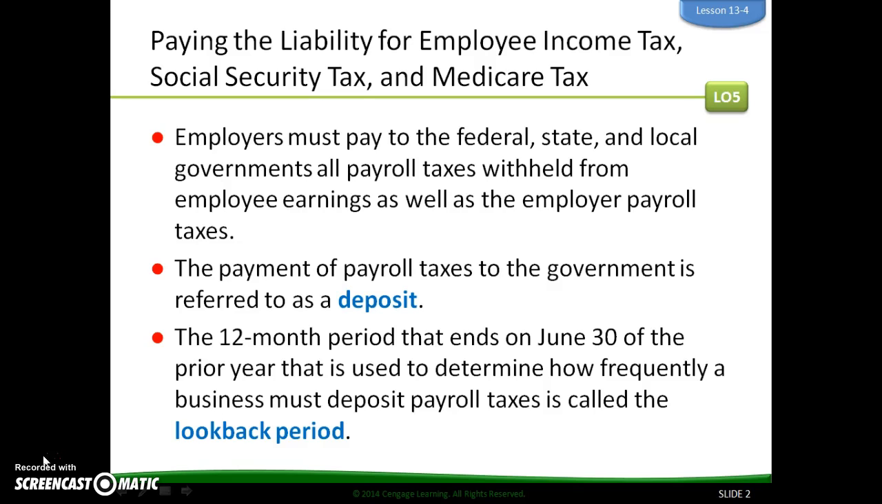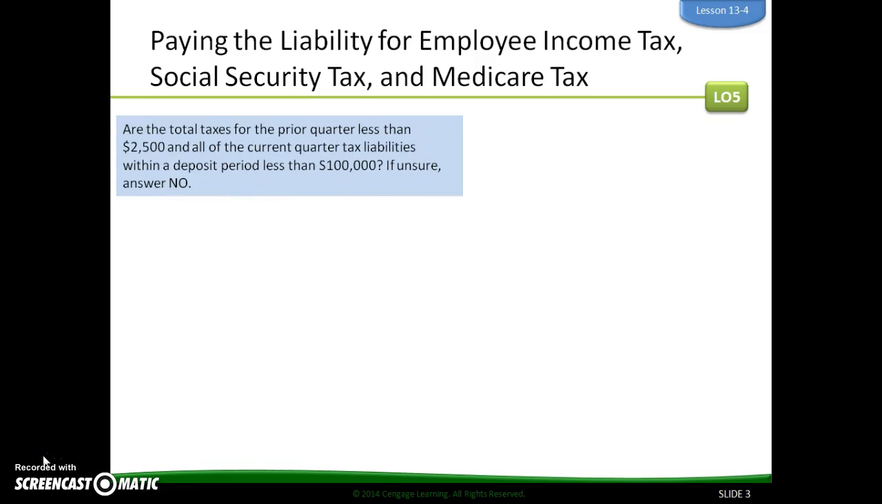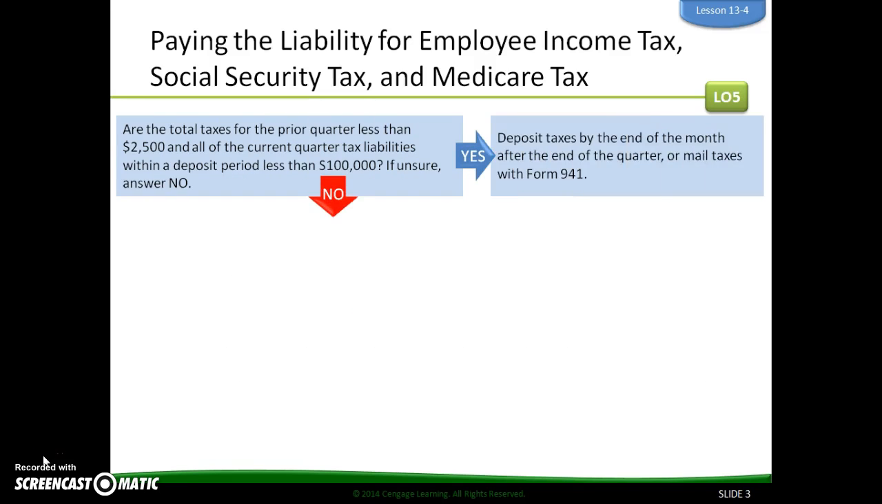Now, all new businesses or new employers are established as monthly scheduled depositors, so they have to pay every month. But after a look-back period is established, and again, that's the 12-month period that ends on June 30th of the previous year, that's when employers might have to adjust the schedule of when they deposit their taxes. So here is the chart that you would follow to determine that following the look-back period.